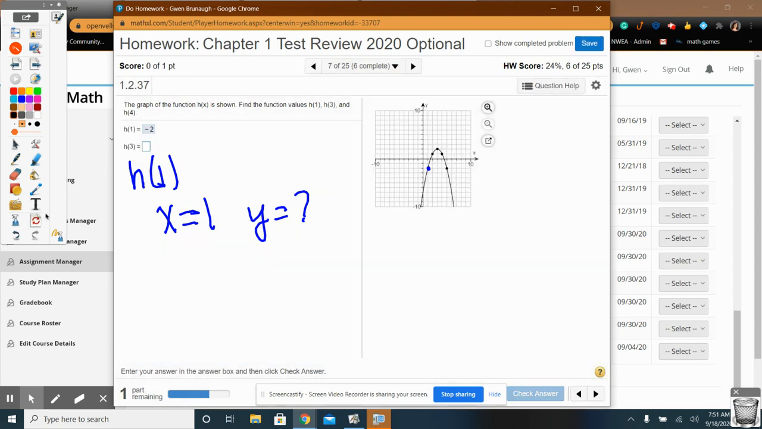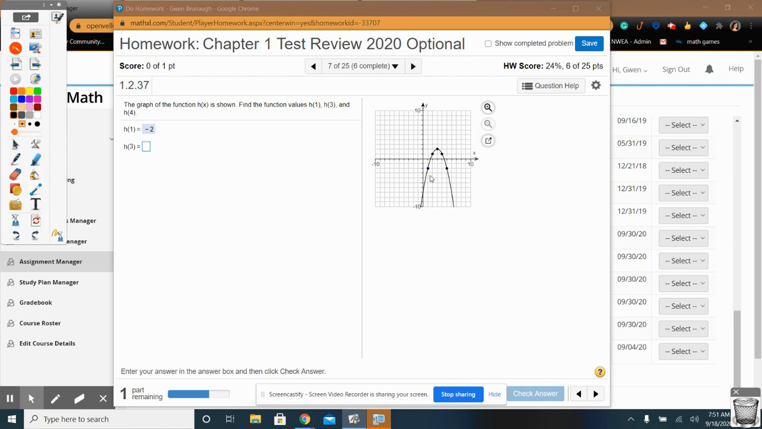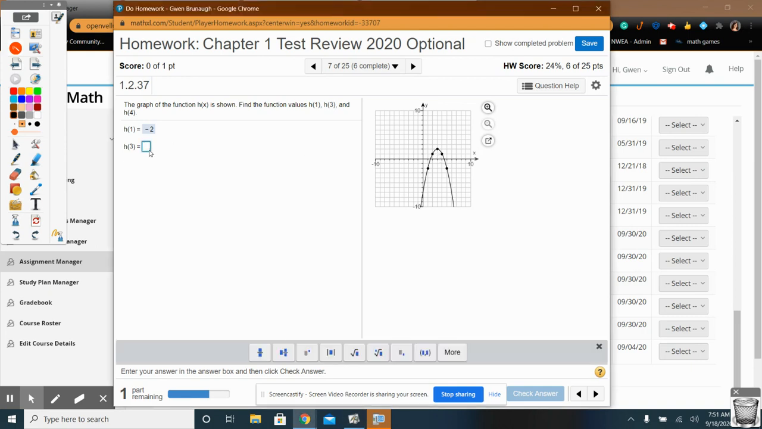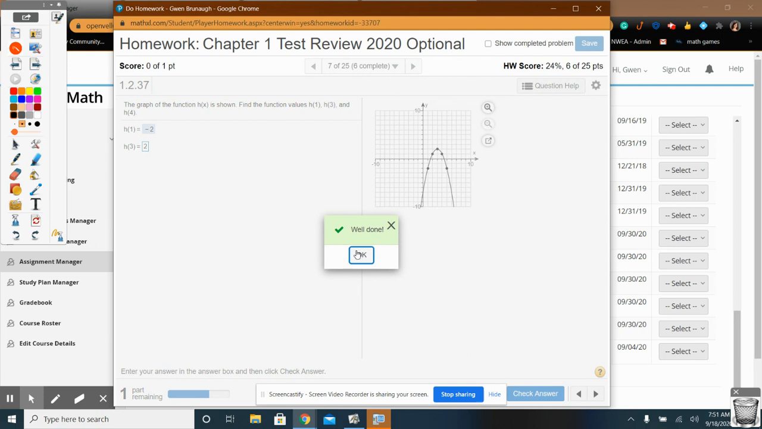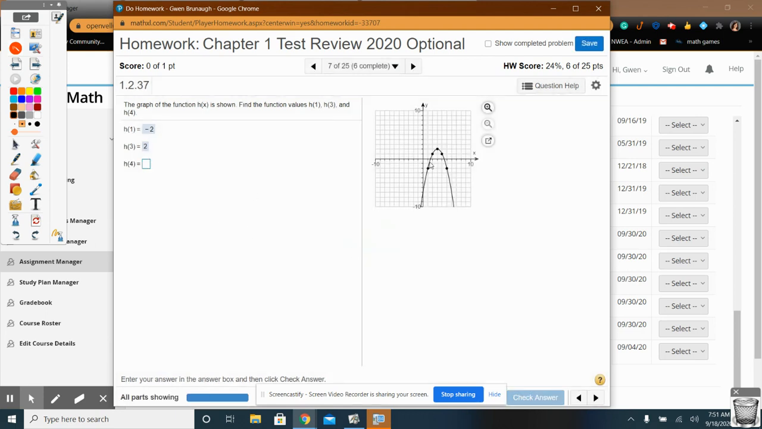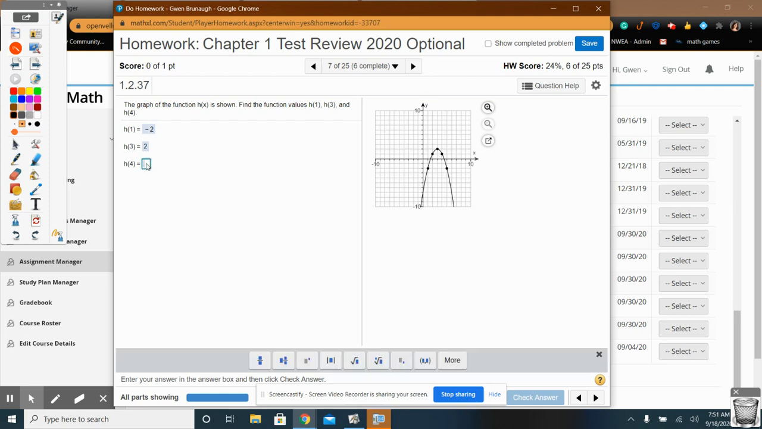We're going to continue with that. We're going to do x equals 3. If x equals 3, 1, 2, 3, what's the y value? That looks like it's up here at positive 2 because the point 3, 2 is on the graph. And if you have 4, 1, 2, 3, 4, we're going to be up at 1 for the y value.